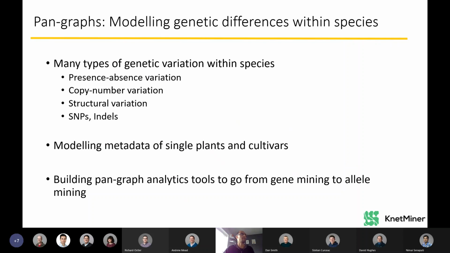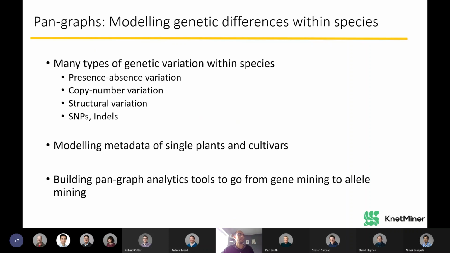The other area we would like to explore a lot more in future is pan graphs, so modeling genetic differences within species. There are many different types of genetic variation within species. There are things like presence-absence variations, copy number variation, structural variations, SNPs, indels. How can we model that sort of information in a knowledge graph is one question. How can we model metadata about single plants and cultivars in the knowledge graph?